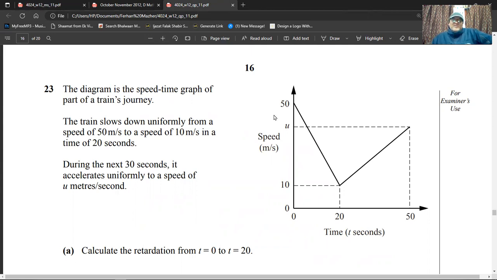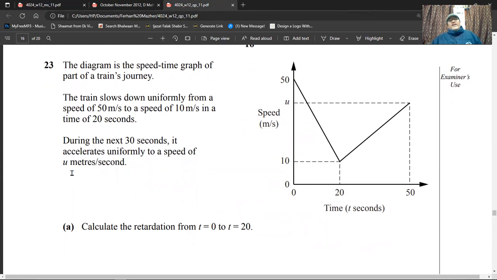Okay, so this is a speed-time graph here. This point is (0, 50). This point is (20, 10). This point is (50, u). Here it is decelerating. Here it is accelerating. Calculate the retardation from t = 0 to t = 20.